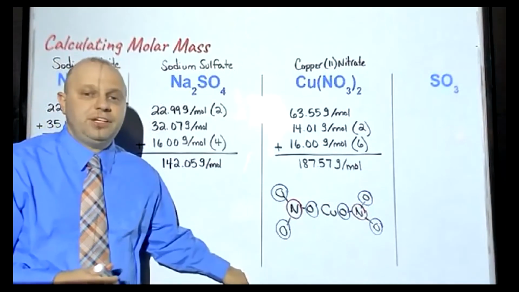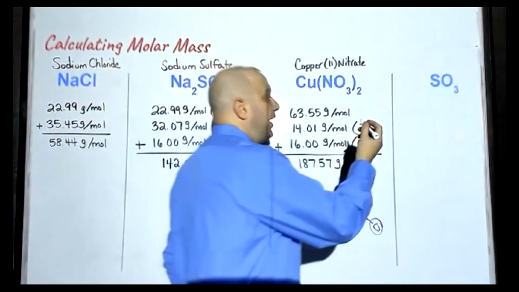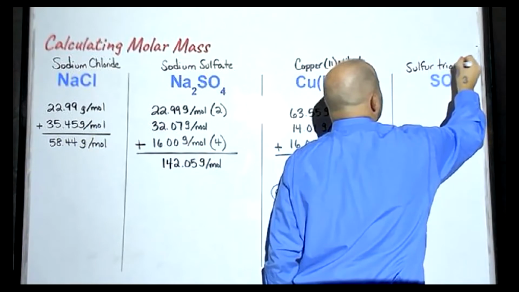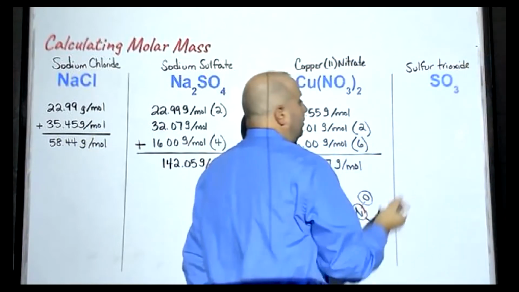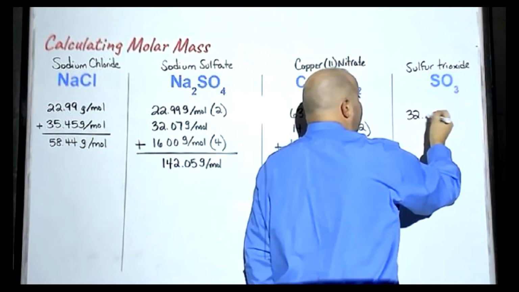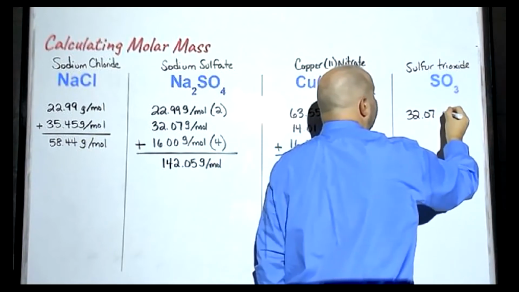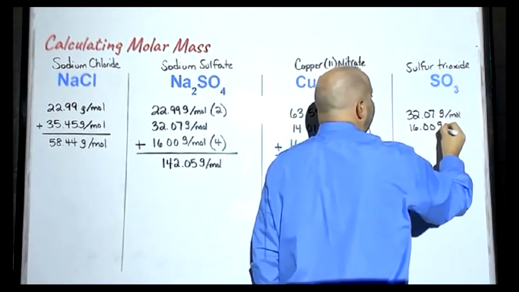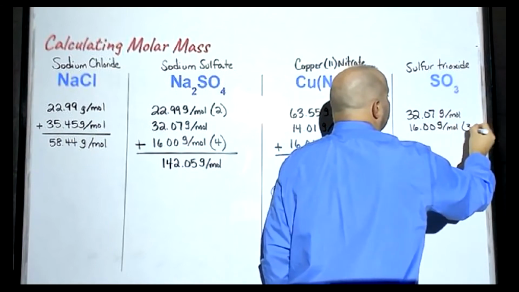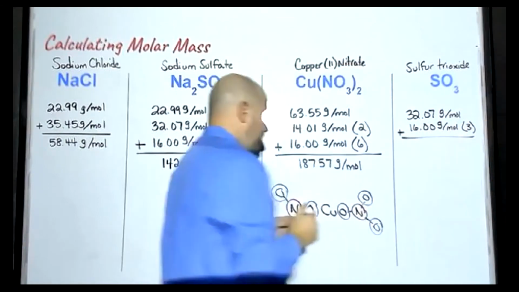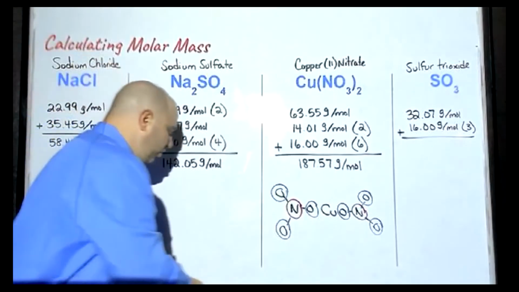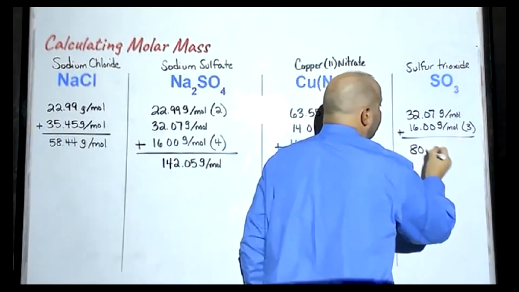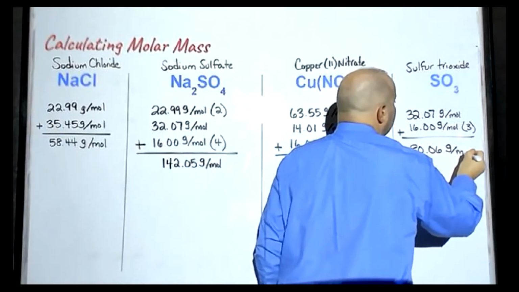Let's take a look at our last example. Our last example is known as sulfur trioxide. Sulfur on the periodic table has a mass of 32.07 grams per mole, and oxygen has a mass of 16 grams per mole, but that will need to be multiplied by 3. In this case, we're going to get an answer of 80.06 grams per mole.